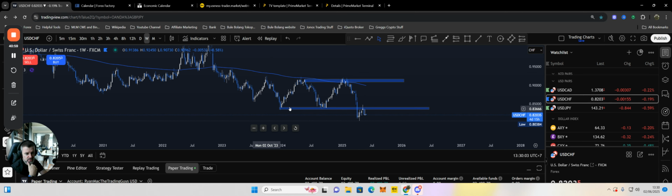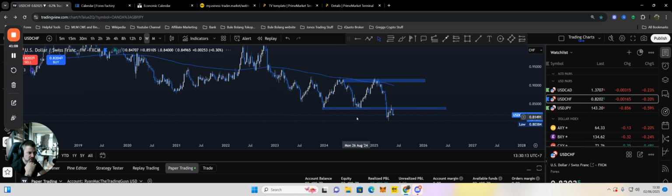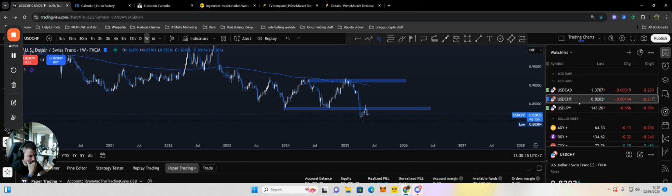USD CHF, look, I've even marked this previous support. Once broken, becomes the new resistance, right? But it's really just moving because of risk off sentiment. It's not a good trade, right? It's not a good trade.